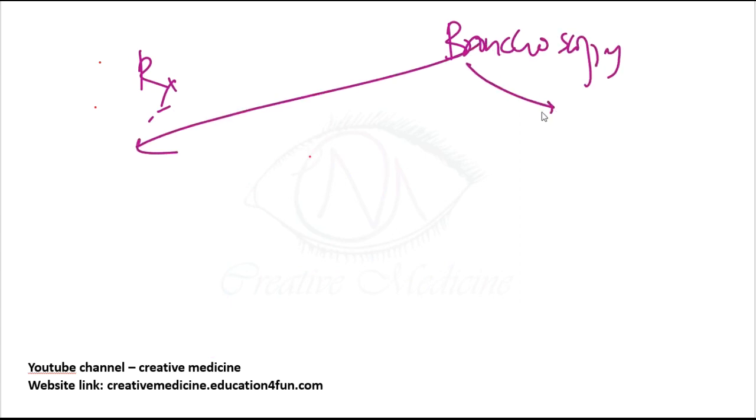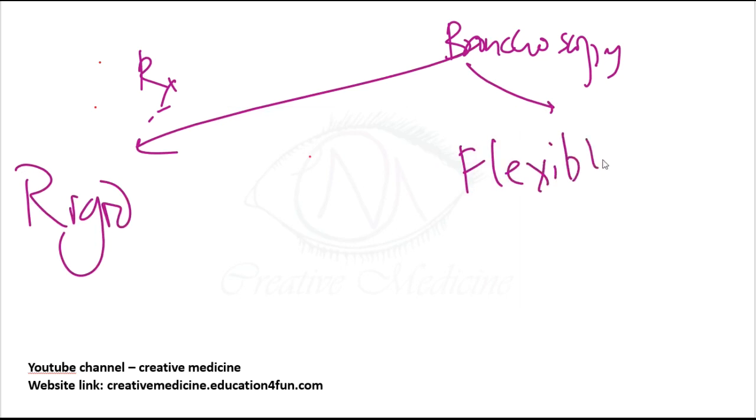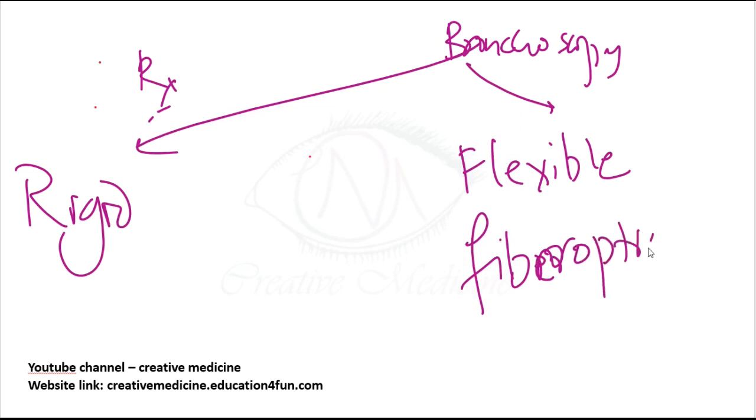Next, the treatment. First and foremost, you will have to do bronchoscopy, and you have two options. You can do rigid bronchoscopy, or you can also do flexible fiber optic bronchoscopy. Rigid bronchoscopy is mainly done via the mouth. The structures seen in rigid bronchoscopy are uvula, epiglottis, vocal cords, tracheal rings, carina, and segmental bronchi.